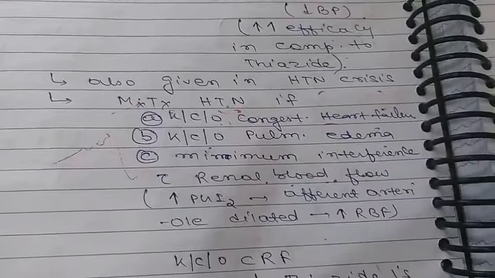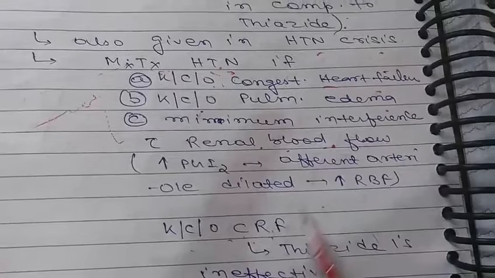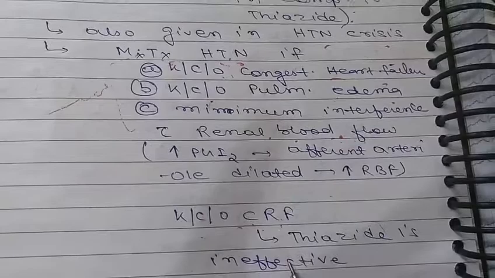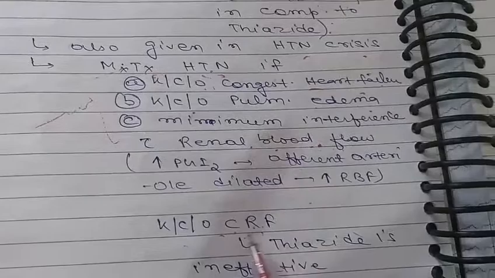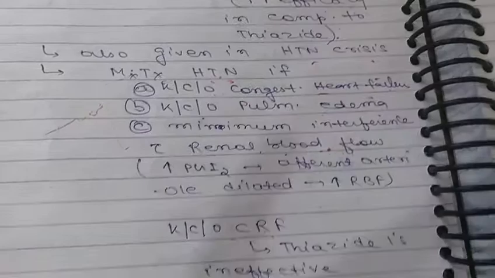Clear? The third means a known case of chronic renal failure. Because it has very minimum interference with your renal blood flow, you can give it in chronic renal failure. And in chronic renal failure you cannot use thiazide, as it is ineffective in this case. So these are the three conditions, congestive heart failure, pulmonary edema, and chronic renal failure, when you will use loop diuretics as maintenance treatment for hypertension.